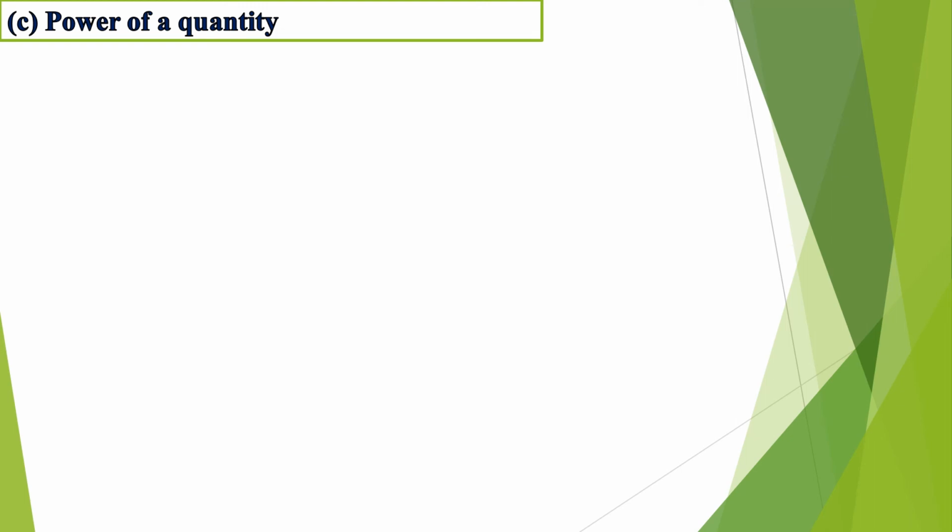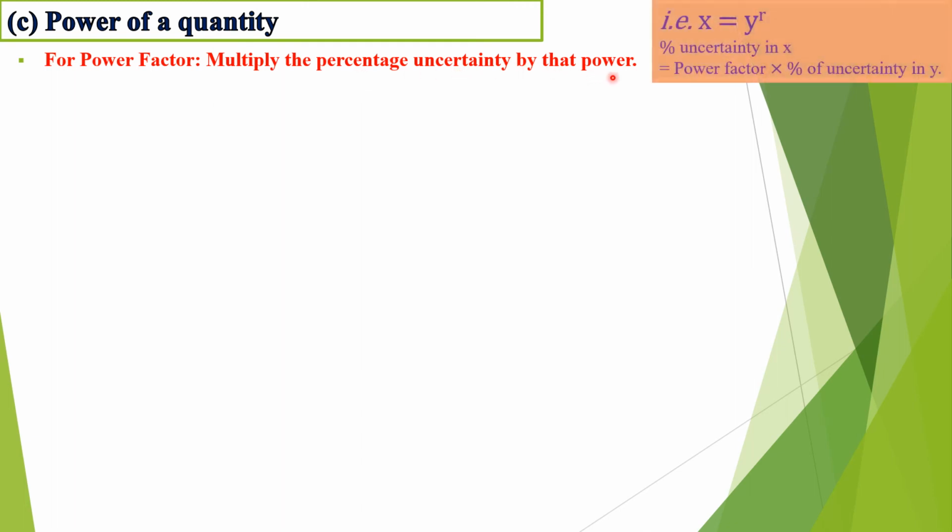Next rule is power of a quantity. For a power factor, multiply the percentage uncertainty by that factor. For example, we have x is equal to y to the power r. So for calculating the percentage uncertainty in x, we multiply the power factor r by the percentage uncertainty in y.